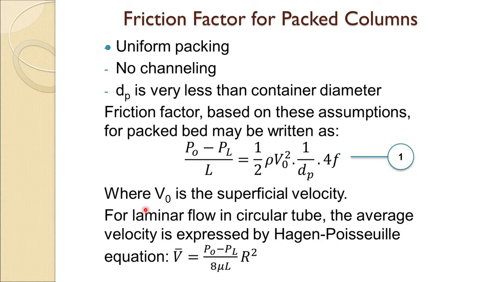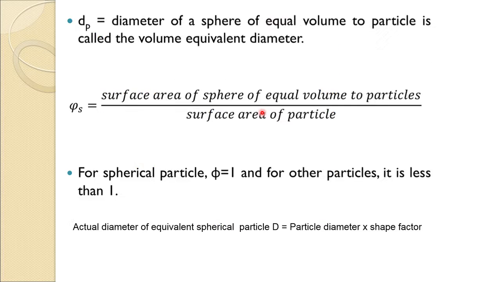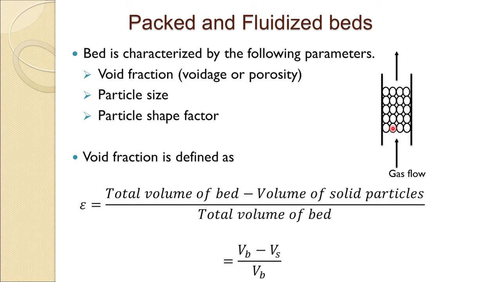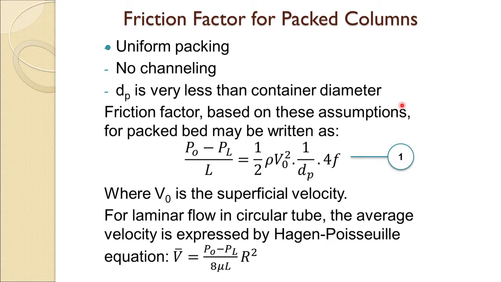Based on that, we define one friction factor under these assumptions: uniform packing, no channeling, and the particle diameter is quite a bit less than the container diameter, usually at least 1/12 of the container diameter minimum. The friction factor we define: there are usually resistance forces acting on the particle when any fluid is flowing, and usually you group them, some of which you are unable to quantify, and that is what you call the friction factor.